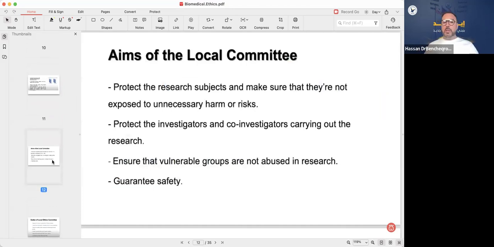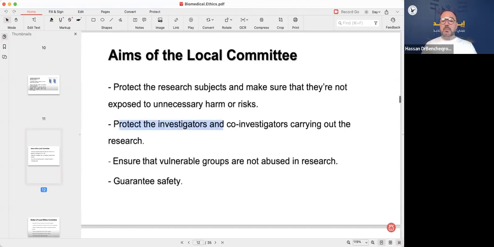What is the goal of a local committee? حماية research subjects, make sure they're not exposed to unnecessary harms or risks. في مثال, لو عندي a medication I want to test, I give it to a patient, but I want to do blinded, I want to do placebo. You need to prove that the placebo also is harmless. It will not harm the patient. So all of these unnecessary harms and risks fall under the aims of the local committee.